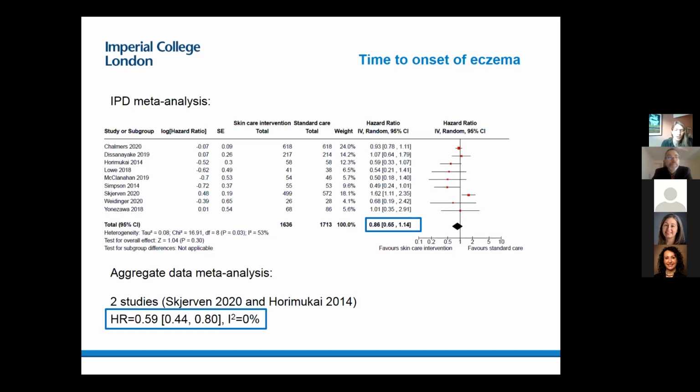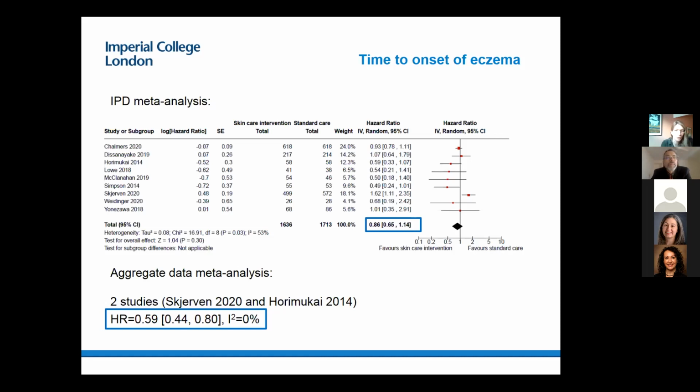Now, the other secondary outcome with a difference to note was time to onset of eczema. Only 2 trials that had a total of 1,163 participants reported aggregate data on the time to eczema, and they gave a pooled unadjusted treatment effect of a hazard ratio of 0.59 with a confidence interval of 0.44 to 0.80.